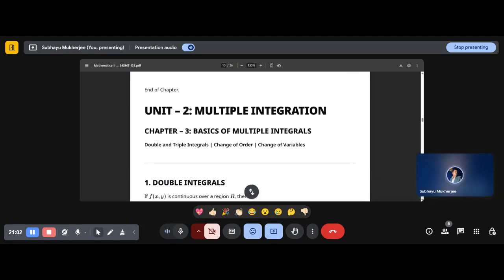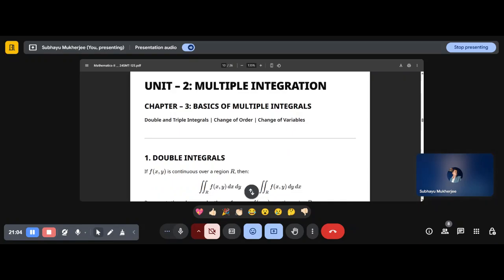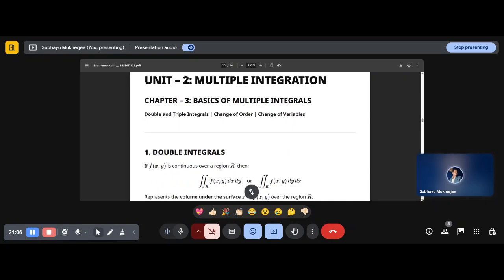Next comes unit 2, multiple integration. What is multiple integration? Single integration. The rod example which I gave you at the extreme starting, that is you break down a rod into small pieces. Now that you have the small pieces, okay guys, just a second.